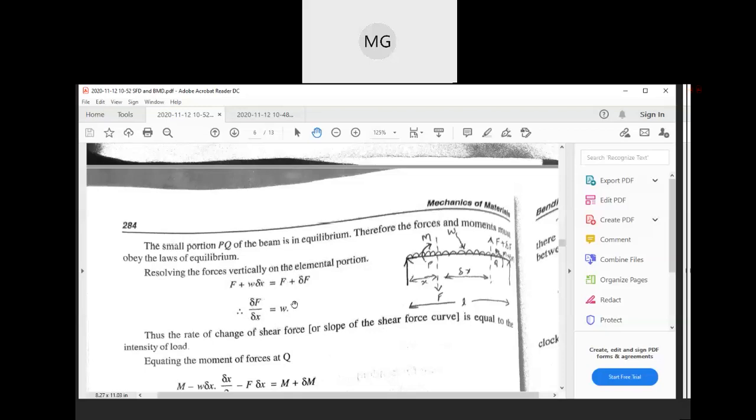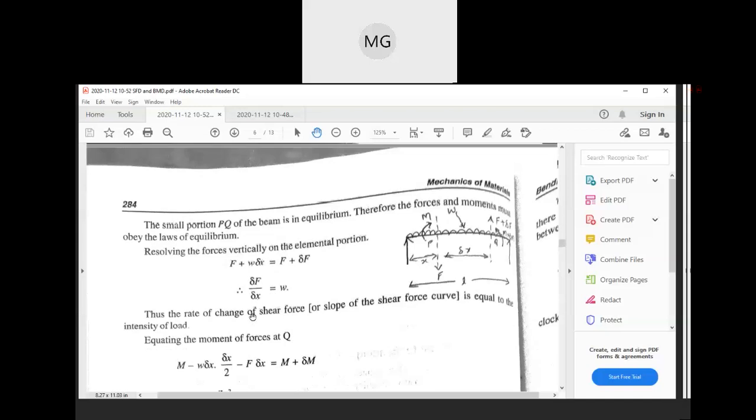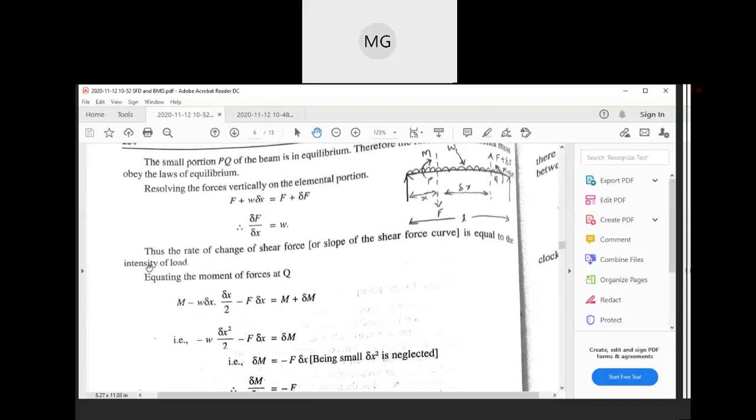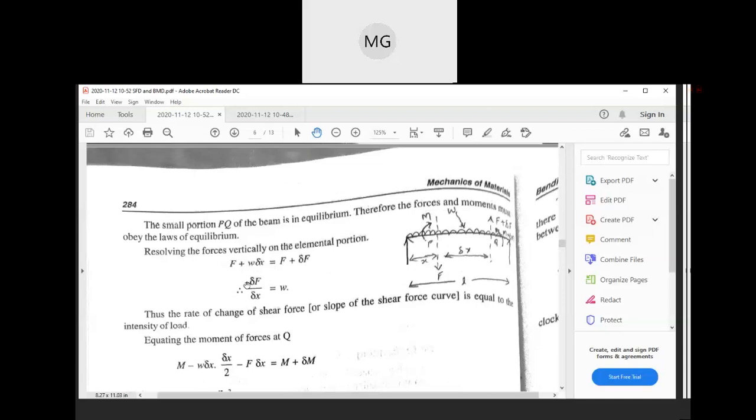Okay. So the rate of change of shear force is equal to the intensity of the load. Over a distance, the rate of change of shear force is equal to the magnitude or intensity of the load. So W equals dF by dx. Now this is the relationship between the load and the rate of change of shear force.